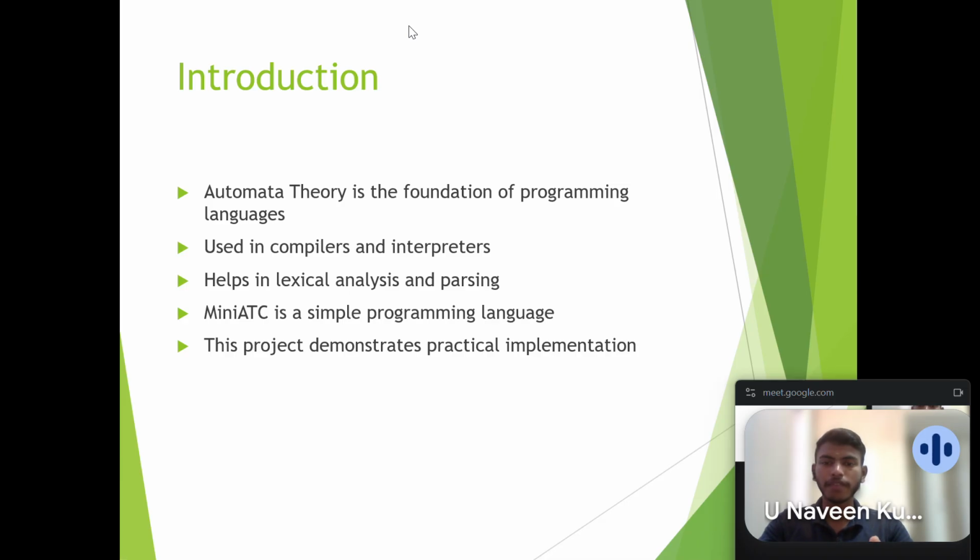Next point, it helps in lexical analysis and parsing. Automata is used for lexical analysis, which means breaking the code into tokens, and parsing is checking grammar and syntax. Next point, Mini ATC is a simple programming language. It is a small custom language made for learning concepts, and it is a project that demonstrates practical implementation. This project shows how theory is applied practically using code.